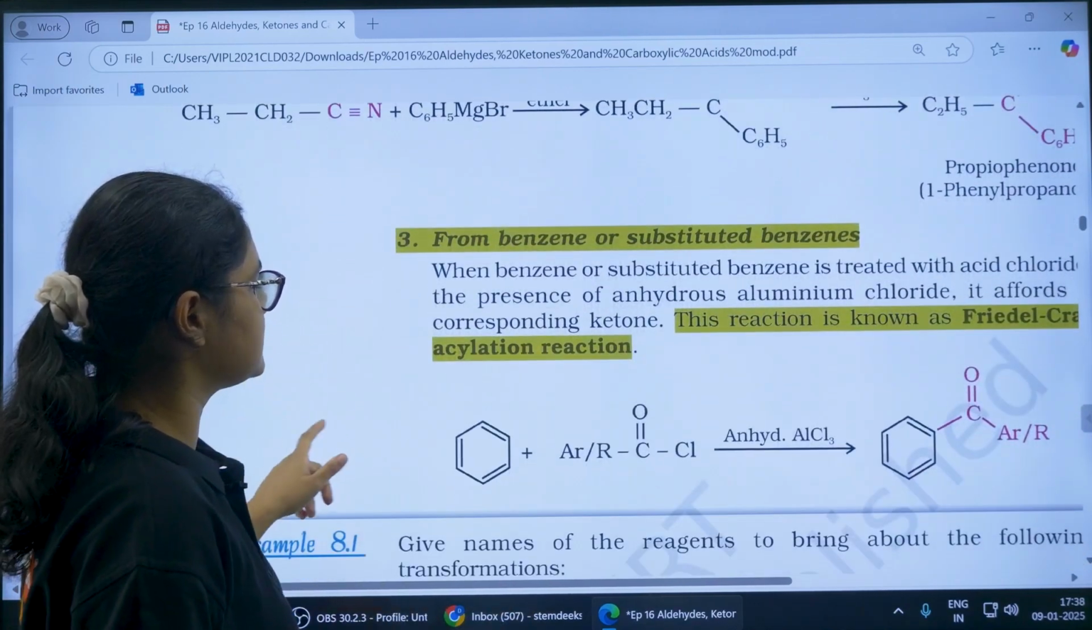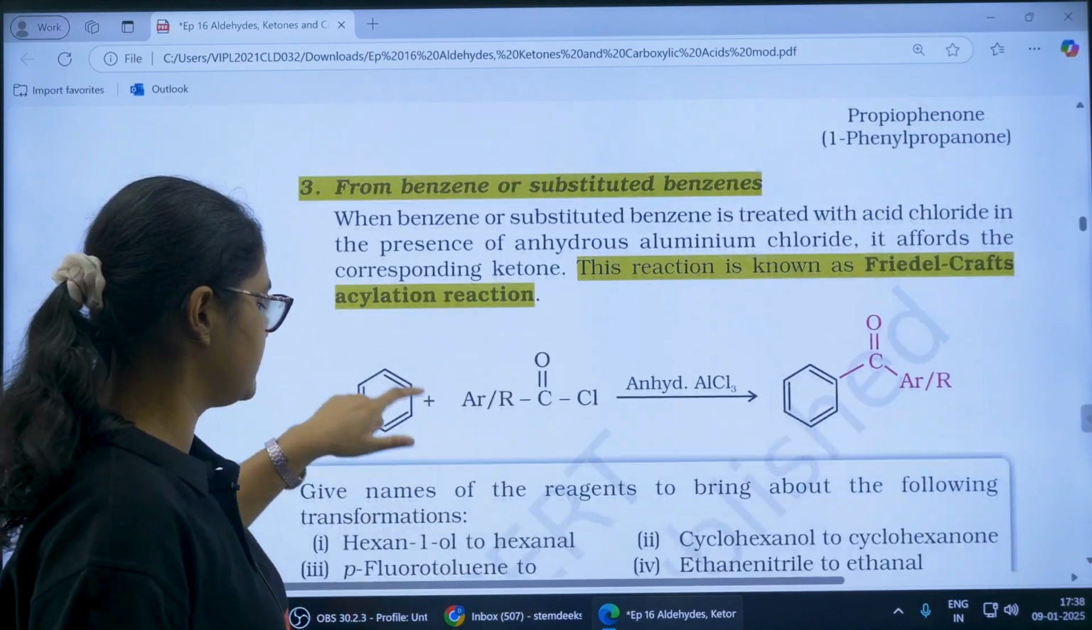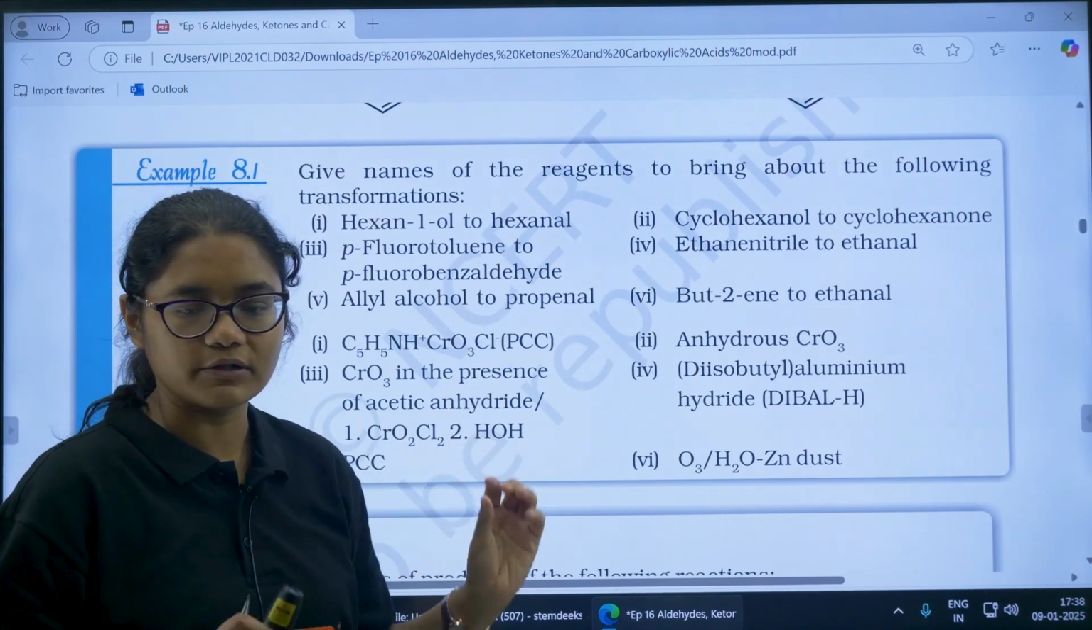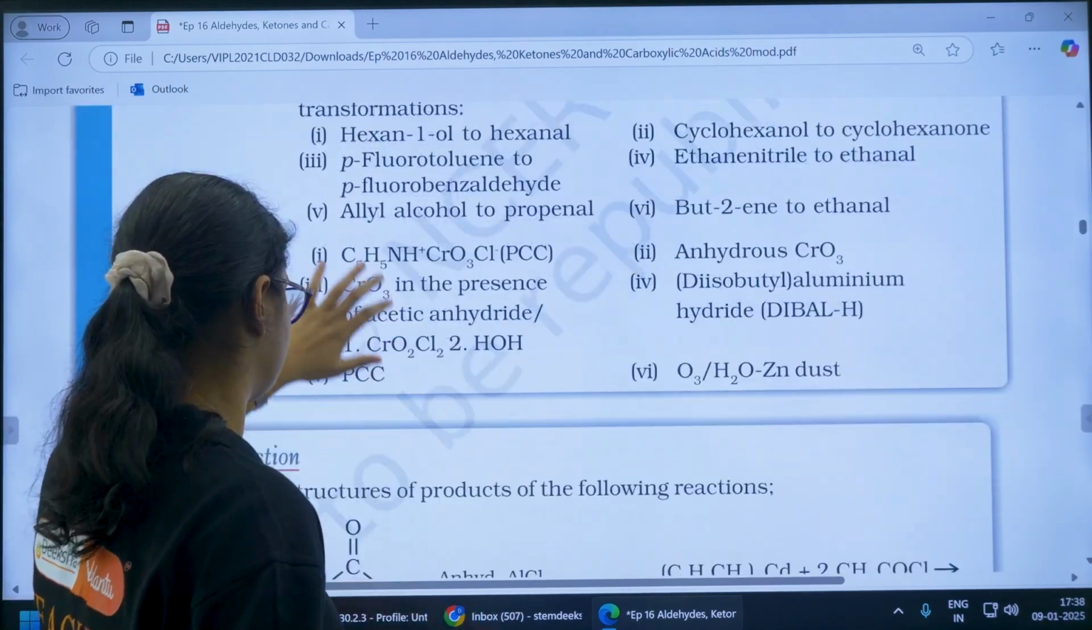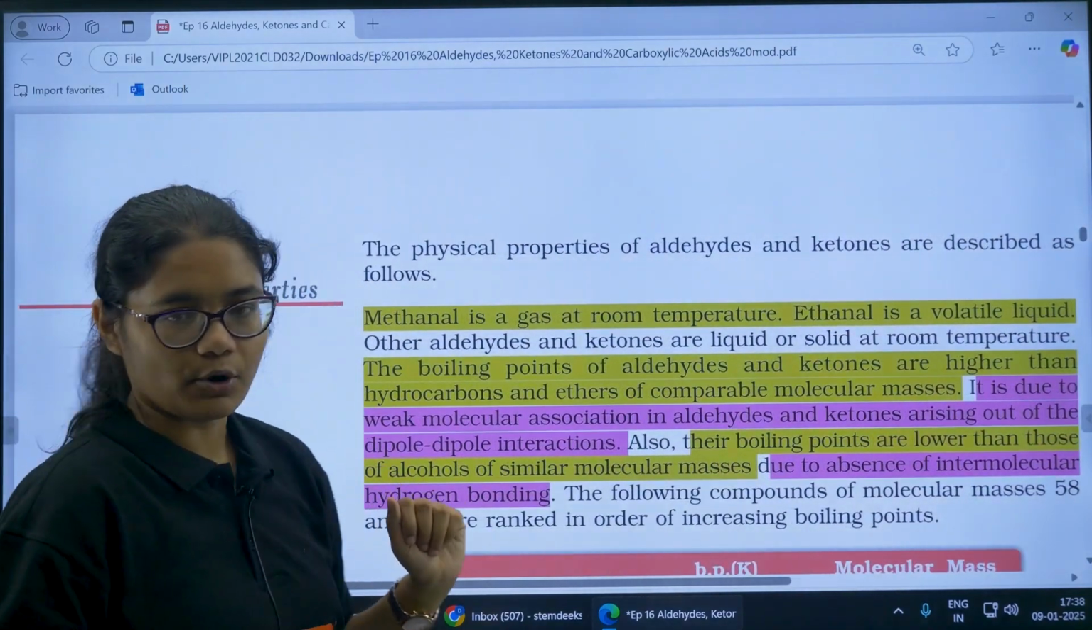Next, from benzene sulfonic acid, okay, so here the Friedel-Crafts acylation reaction is there, this we all know. Then you can practice these questions, okay, please do all the in-text questions of organic chemistry, very very important. Now we will move towards the physical properties.